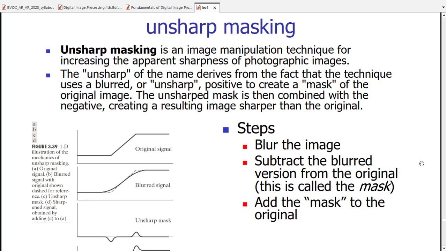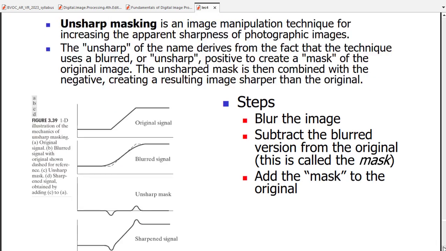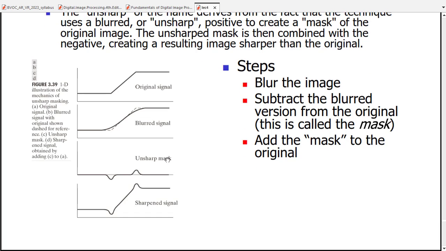Blur the image, then subtract the blurred version from the original. This is called the mask. Then add the mask to the original.